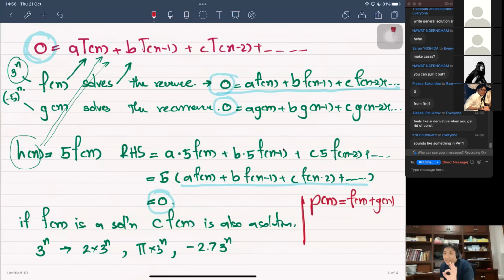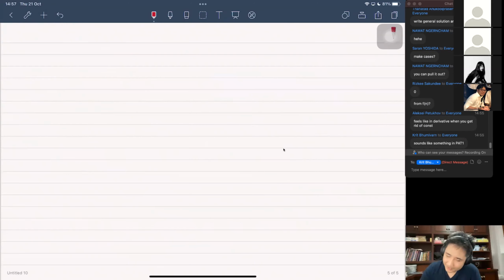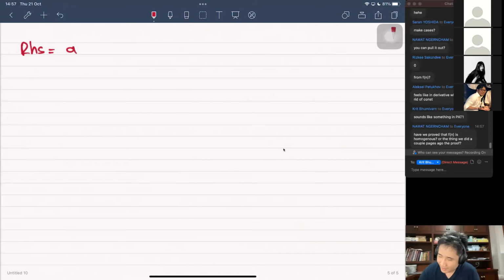Okay, let's consider another function, which is the sum of the two solutions. Now, for those of you who take ODE, this sounds familiar, right? If you take two solutions, add them up, and plug it back in here, let's see what you get. Let's look at the right-hand side. It's going to look like a times f of n plus g of n.